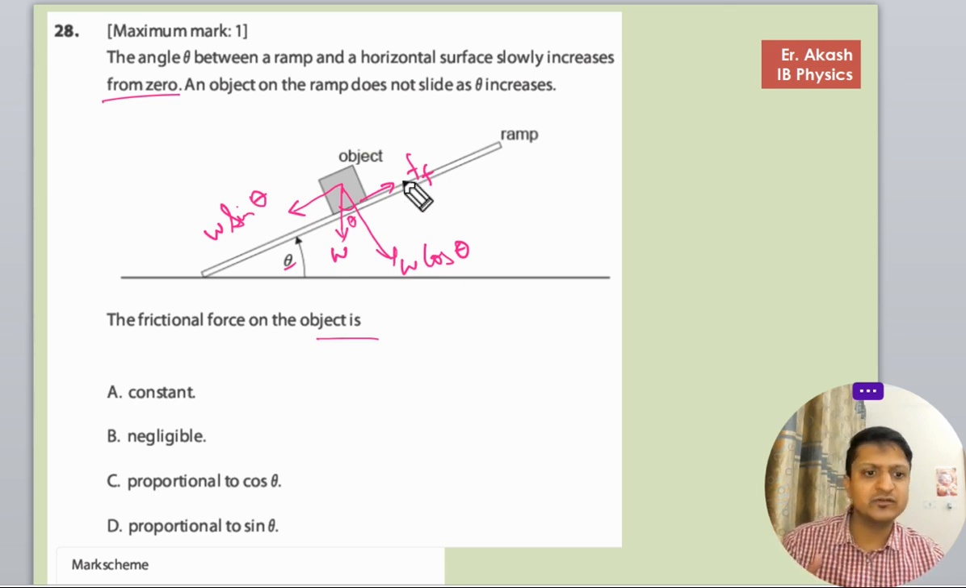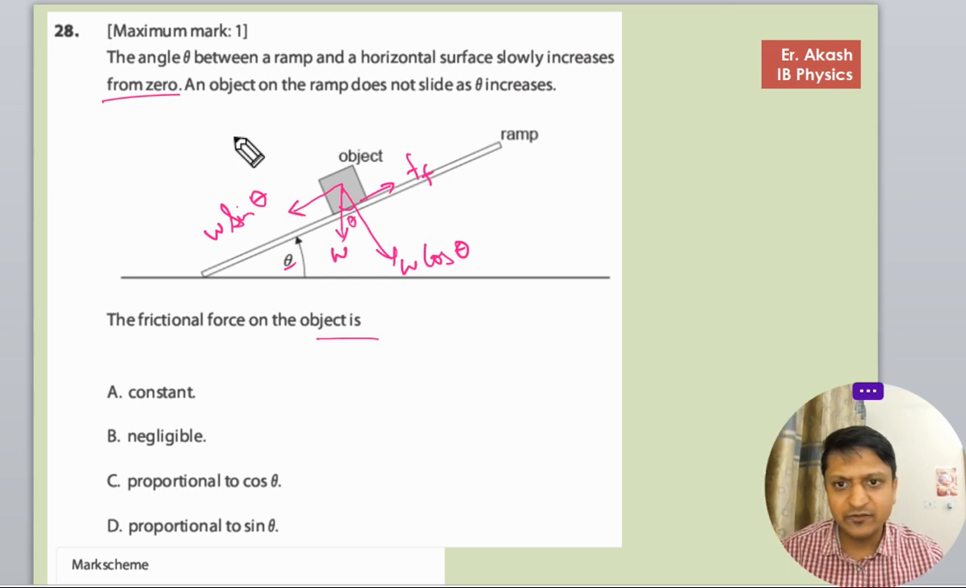So W sin theta is the force that will pull the object towards the ground, and W is the downward force, and frictional force is the force that will stop the object and keep it in the same position. So if sin theta increases, this frictional force will be reduced, then it will move downwards.